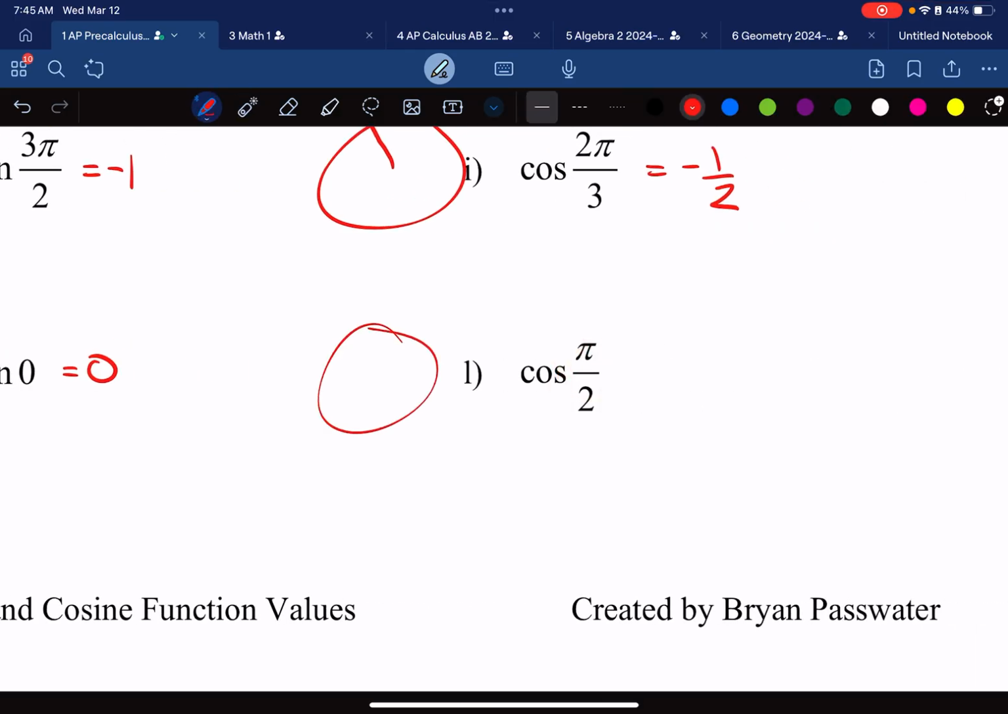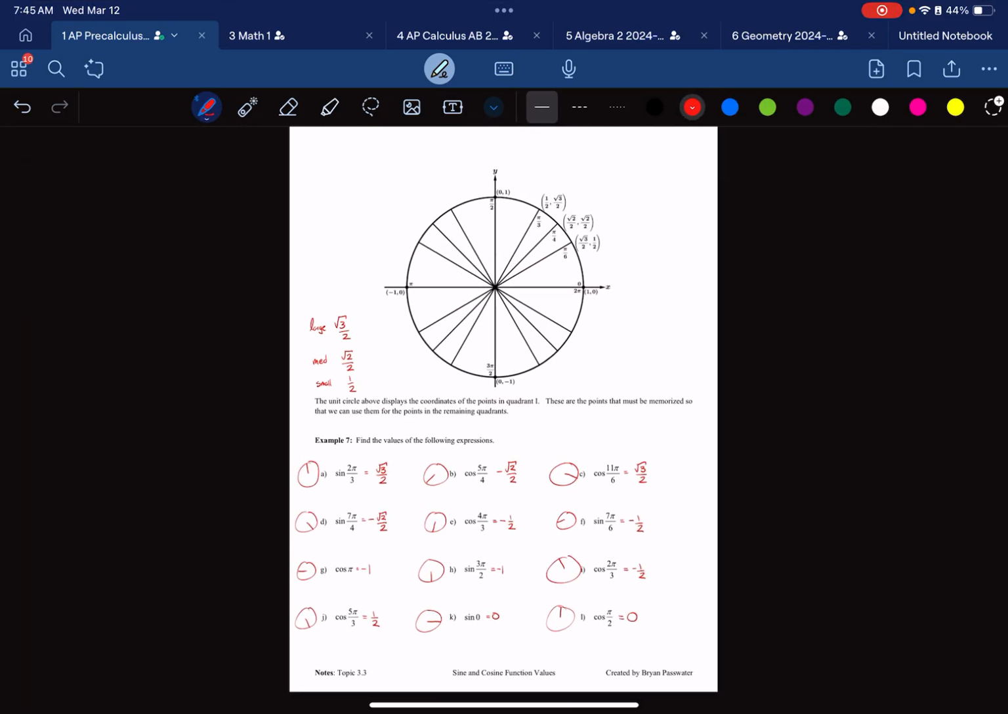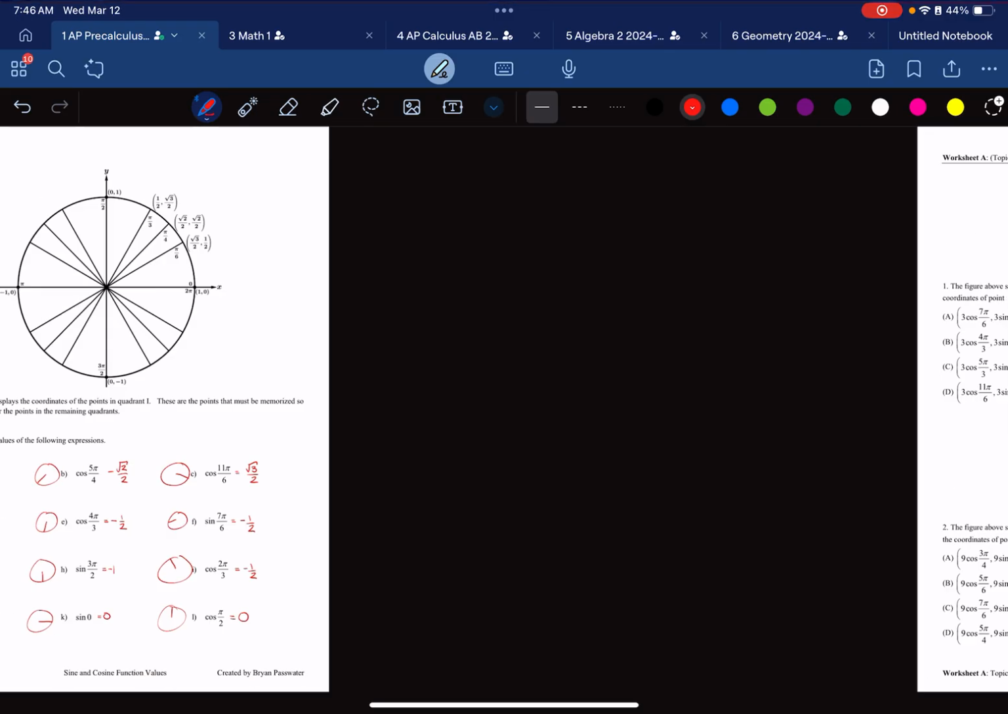What is cosine of pi over 2? Everyone point to pi over 2. Pi over 2 is straight up. Cosine is talking about the x-coordinate. X-coordinate is left and right. How much left and right did I move? I did not move. Therefore, the answer is 0. Whew, very, very nice. And then we move on to the worksheet later.